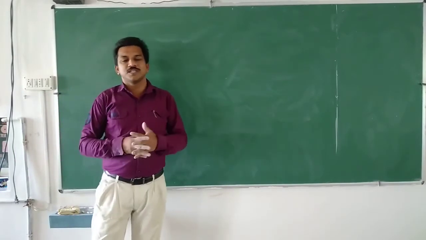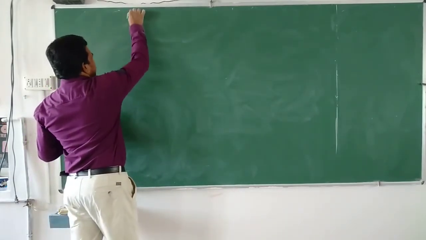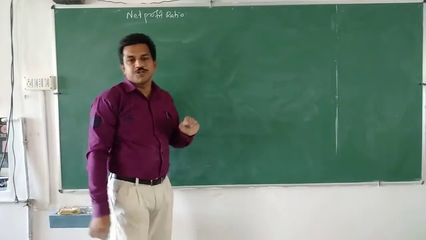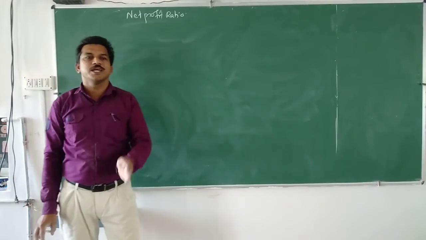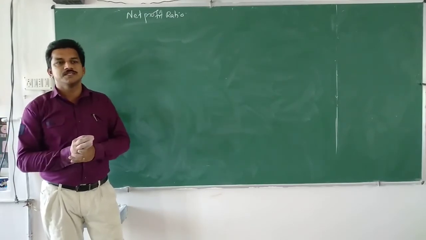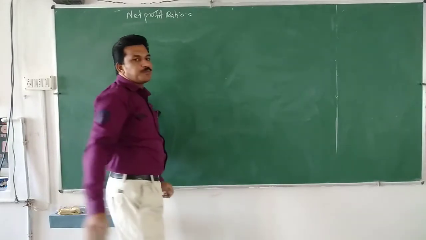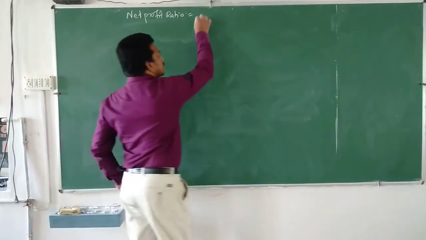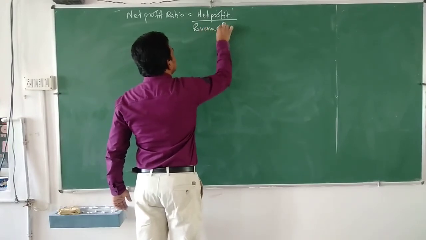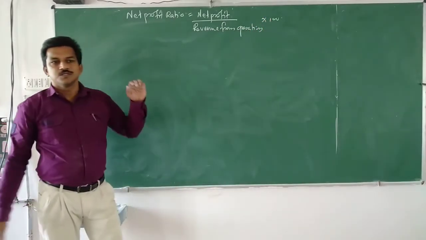Now let us discuss net profit ratio before discussing return on investment ratio. Okay, net profit ratio we will discuss now. Net profit ratio explains the net profit and its relation with the revenue from operation. That means it explains how much portion of sales is its net profit. So we can calculate it with the equation: net profit divided by revenue from operation into 100. Okay, so this is the simple one.